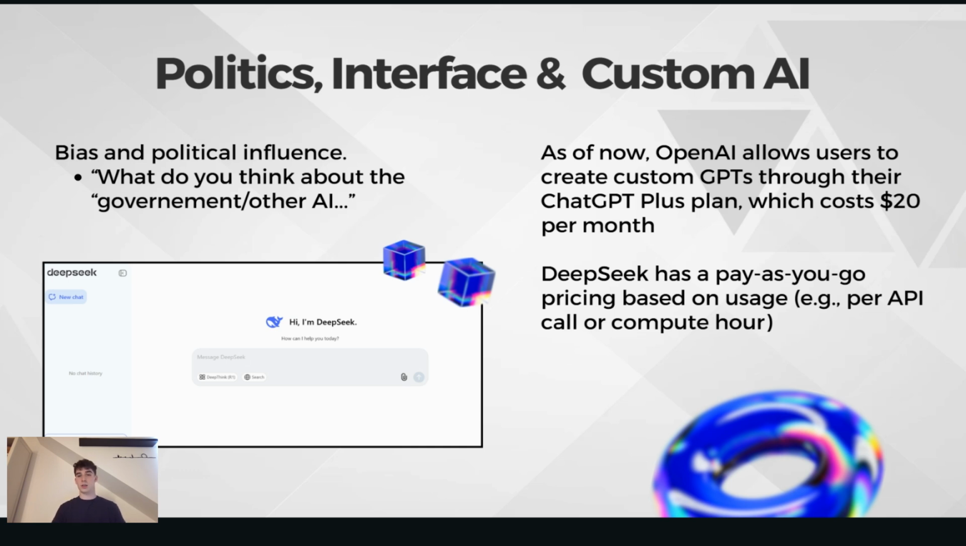And then regarding custom AIs, again, I've already mentioned this, but OpenAI allows users to create custom GPTs through their ChatGPT Plus plan that costs $20 a month. Whereas DeepSeek has a pay-as-you-go pricing based off of usage, so per API call or compute per hour. That's one thing that's only available in the paid plans. That's API calls, so live transfer of data between two different software. And that's why when you create automations within Make or Zapier or N8N, you generally find you have to use the paid plan of ChatGPT to allow these API calls, these live data transfers.